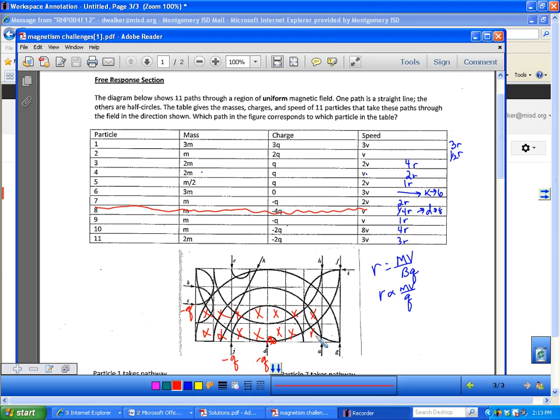And I can do this forever, but I'm not going to because I don't want to run out of time. All right, so we got that established. That makes our life a lot easier. Okay, so we know that this one has a radius of 2r, and it's a negative charge. Well, 2r with a negative charge tells me that this pathway here, which we just talked about, pathway J, must be for particle 7. Okay, so I've dealt with that one.